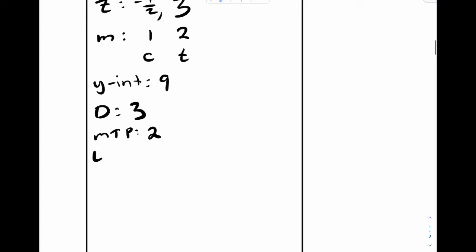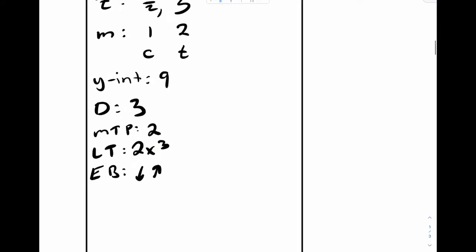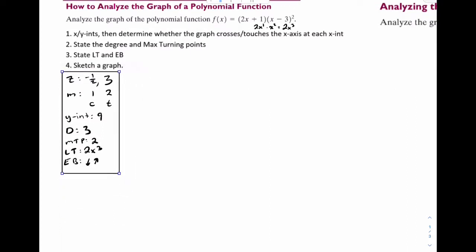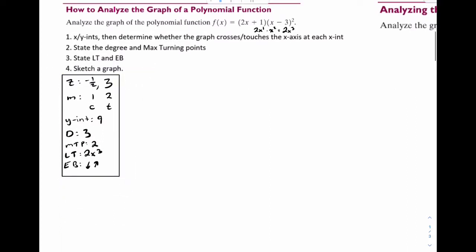And then our leading term, as we said earlier, that's 2x to the third, which means the end behavior is down and up, because you'll notice that this is positive and this is x to the third. Okay, so let's make our rectangle a little bit more fitting right about there. So there's our info box. And you'll see in our class we use info boxes a lot just to organize everything. Now let's graph.